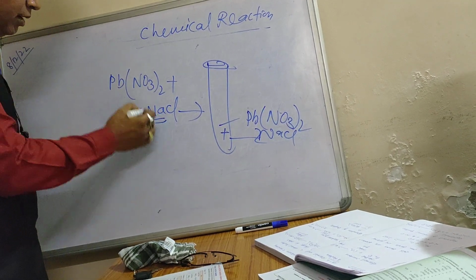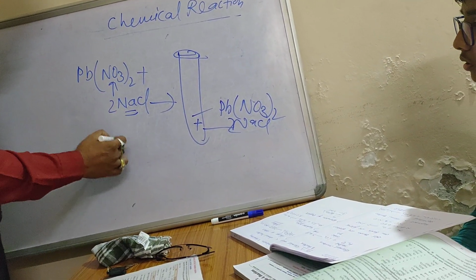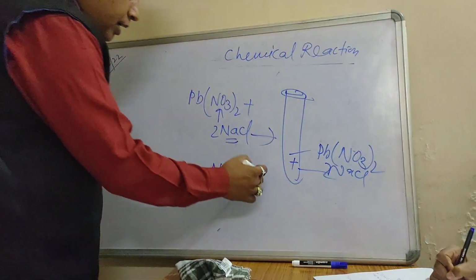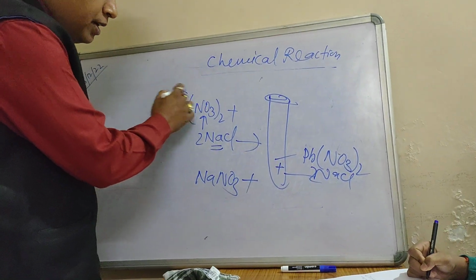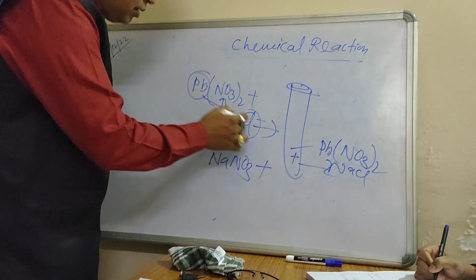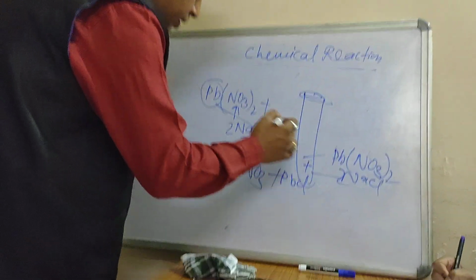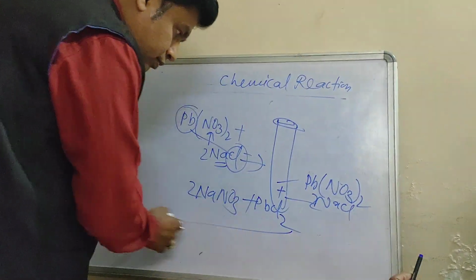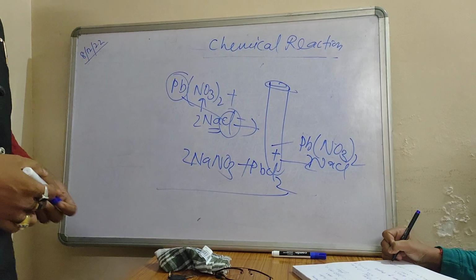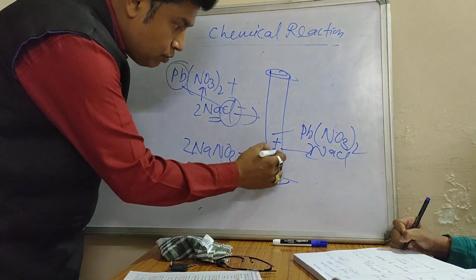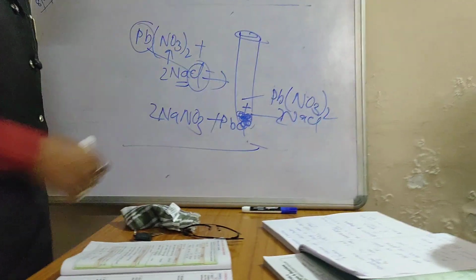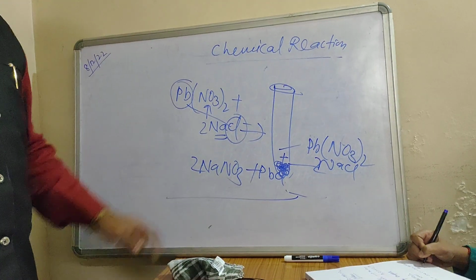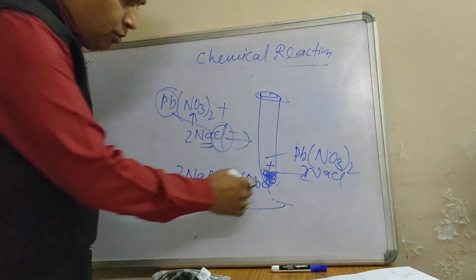So lead chloride forms. Na will go with NO3, so it will become NaNO3. The remaining lead is a positive radical and chloride is negative, so it will go as PbCl. Let us balance it: 2 NaNO3 and PbCl2. But what happens here is this PbCl2 will settle down at the bottom of the test tube.